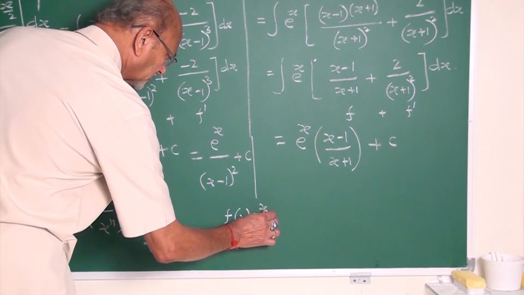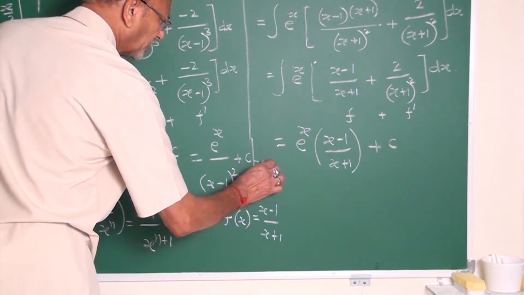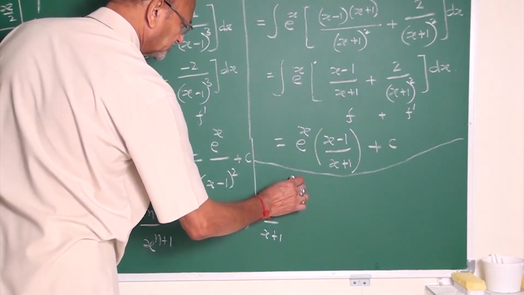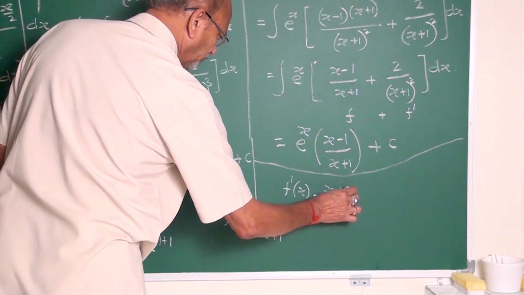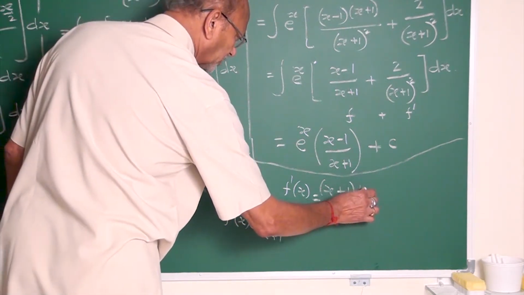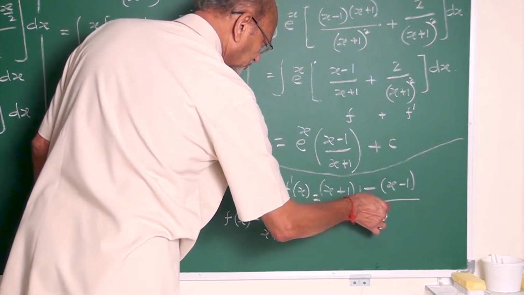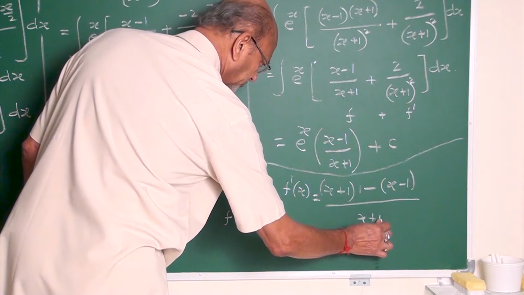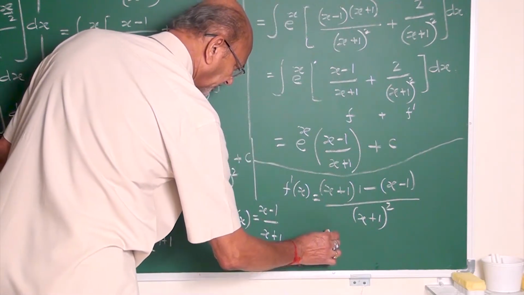f(x) is (x − 1)/(x + 1). Your f'(x)? f'(x) is what? Denominator into derivative of numerator, x + 1 into 1, minus numerator into derivative of denominator, over the square of the denominator, (x + 1) whole square. Simplify.